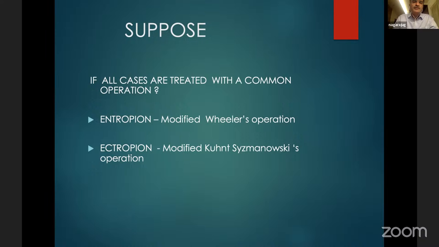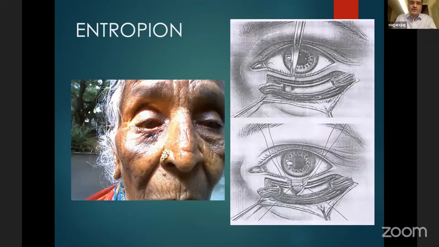And for all cases of involution and entropion, the commonest surgery which was being done was the modified Kuhnt-Szymanowski-Huskis procedure. Any case of entropion, any case of ectropion, blindly these procedures were being done. But yeah, this is one case which was operated almost 25, 30 years back.